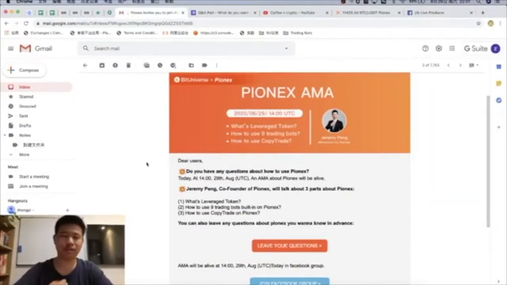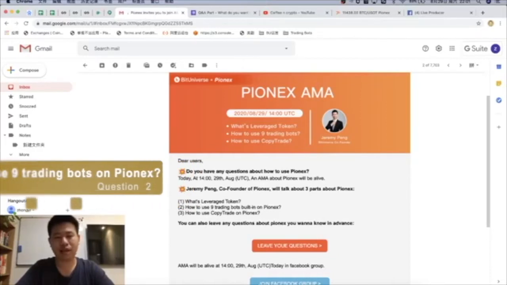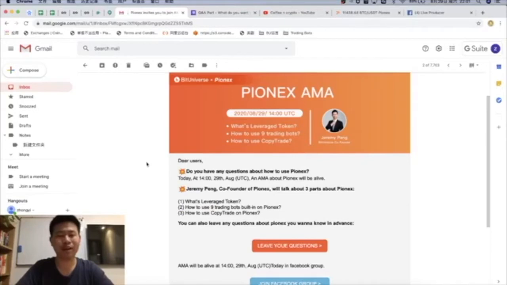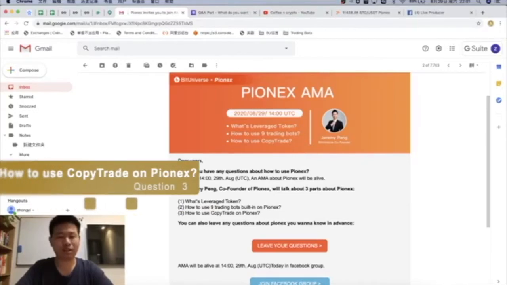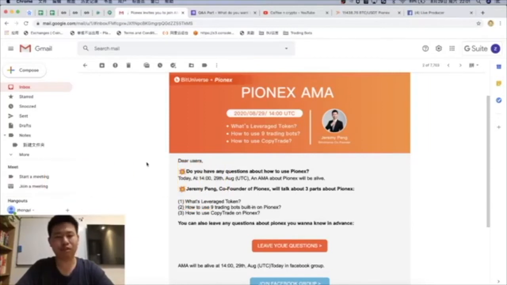Today's topic, there are three main questions. First one, what's the leverage token? Number two, how to use 9 trading bots. Actually, we have 10 now. And third one, how to use the Copytrade that we recently published. It's a new feature, and at the end of the AMA I will answer some questions which have been submitted.